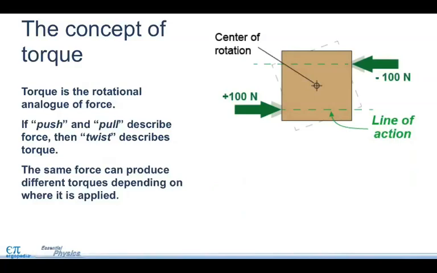And remember, torque depends not only on force but also on the moment arm. So the bottom statement on the slide says that the same force can produce different torques. That's because you can change the location of the force and therefore change the value for R, or the value for the moment arm.